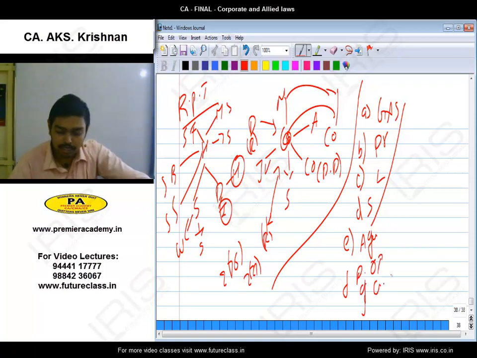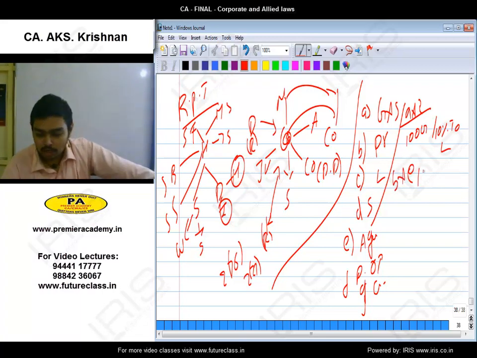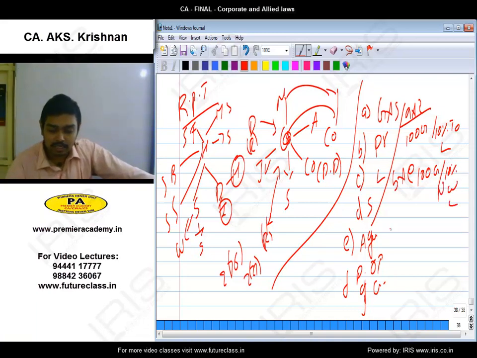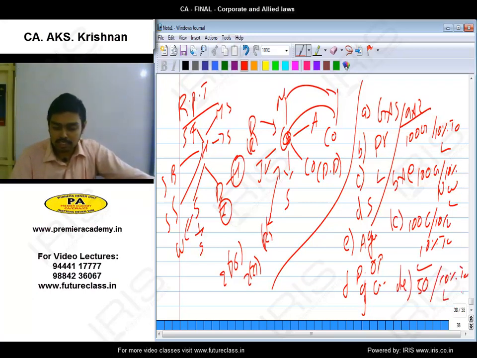Super underwriting. Then A and D is 100 crores or 10% of turnover, whichever is less. B and D, 100 crores or 10% of turnover, whichever is less. Then C, 100 crores or 10% of net worth or 10% of turnover, whichever is less. Then D and E, 50 crores or 10% of the turnover, whichever is less.